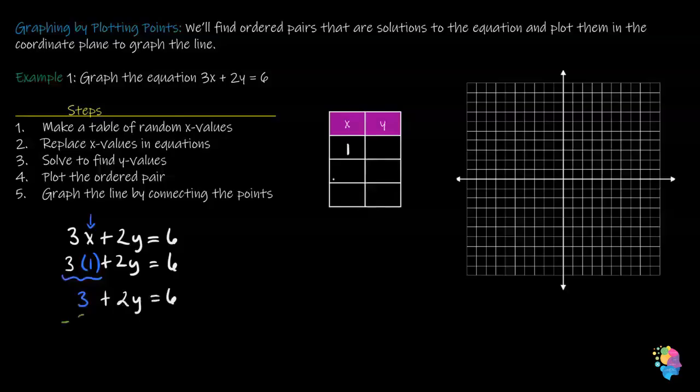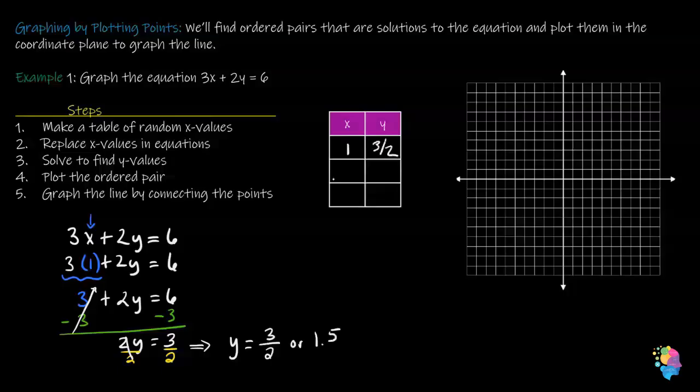We solve by subtracting 3 from both sides, and I get 2y is equal to, well, on the right side that will be 3. The reason for this is because 3 minus 3 will go to 0, and 6 minus 3 is 3. Lastly, we divide both sides by 2, and then we end up with y is equal to, let me write it on the side, y is equal to 3/2. And if you put this in the calculator, it's going to give you 1.5. Okay, so this is a y value.